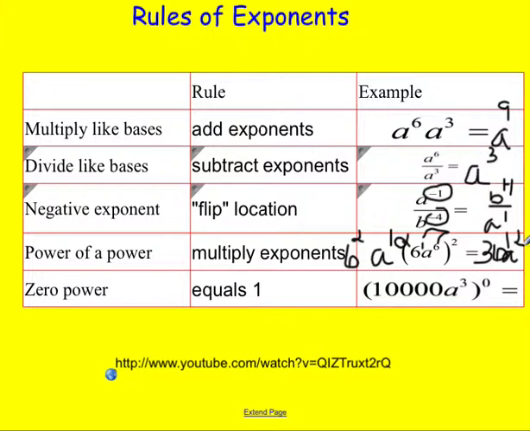So let's take a look at a 0 power. A 0 power equals 1. So if we have all of this crazy stuff and we're raising it to the 0 power, no matter what's in there, it's always going to equal 1. But remember that it's only the thing being raised to the 0 power that is going to be equal to 1.